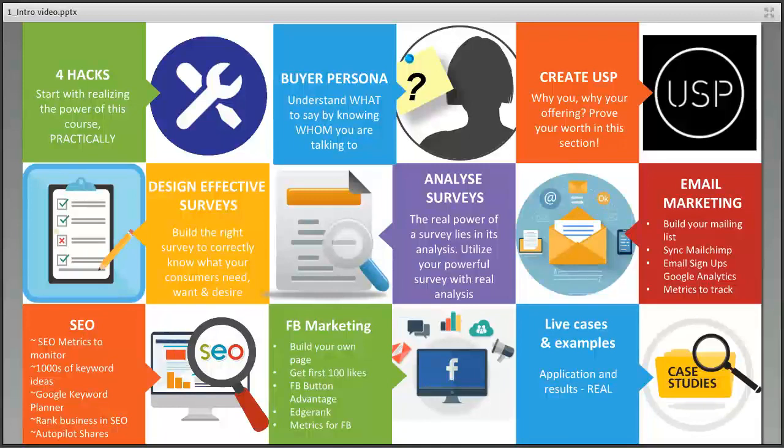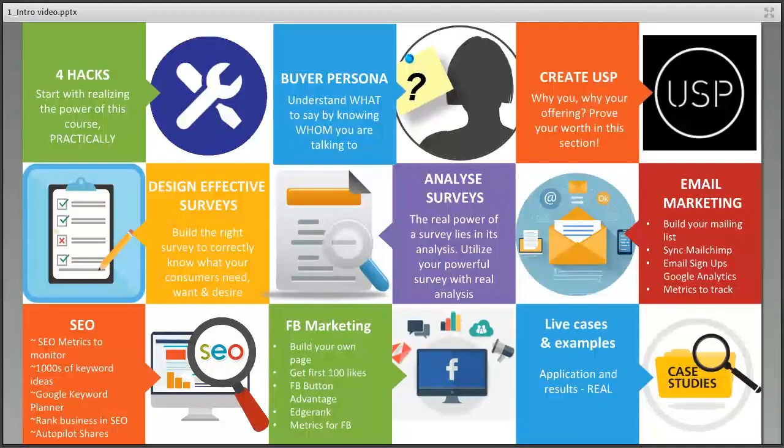In the next section, we are going to help you design effective surveys. Please understand that to offer what a consumer needs, you need to know what the consumer needs the most. For that, effective survey building is very important. The right survey will help you understand what the consumer needs, wants, and desires. After you have designed the effective survey, we'll also help you get good organic 100 plus responses to make sure that your responses and analysis are a good representative of your consumer base.